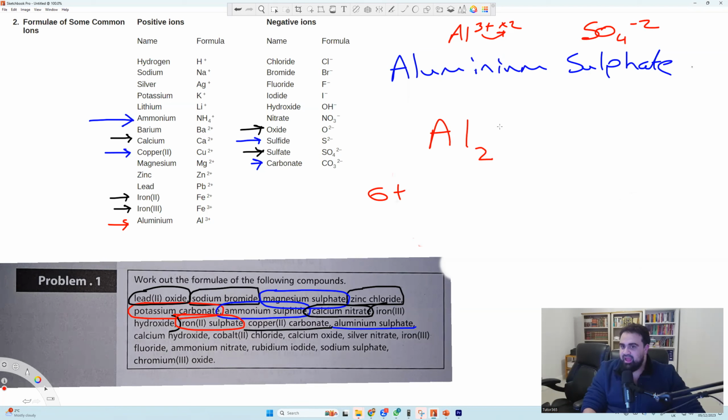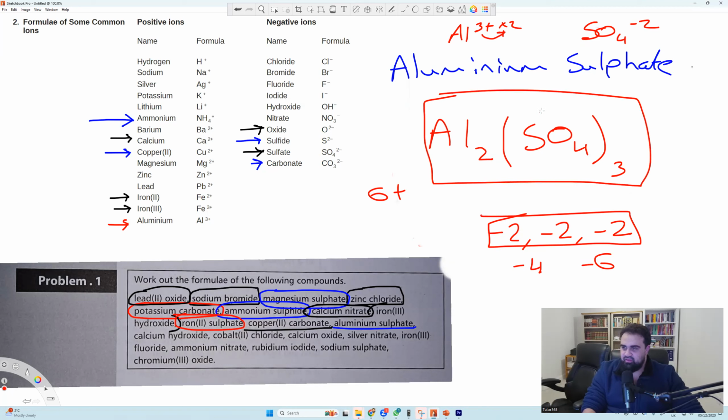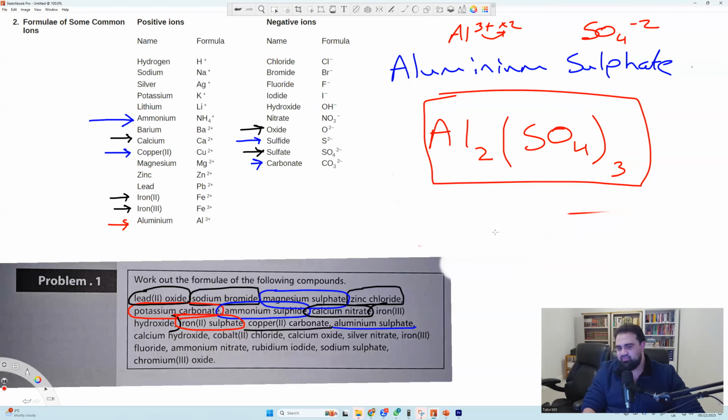Now to balance out this 6 plus, we're going to need loads of sulfates. If one has -2, another one will have -2, so we have -4, still not balanced. Then another one -2, and we get -6. So we need 3 of them in total. And that's the final answer. Did you get that, Rachel? Yeah, got it. You'll never get a difficult one like this in the exam anyway, so don't worry. It's more like A levels.